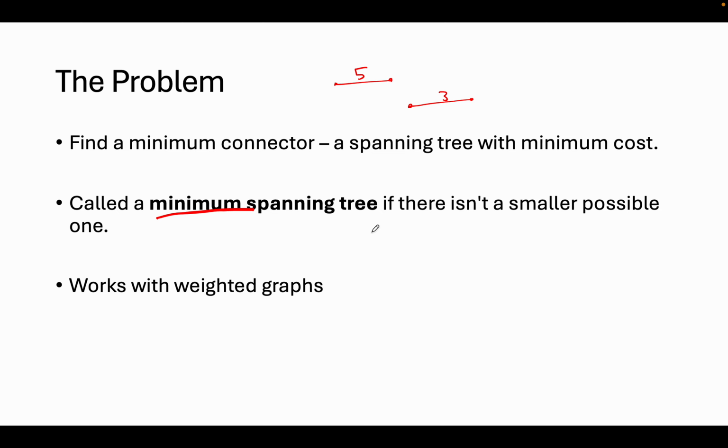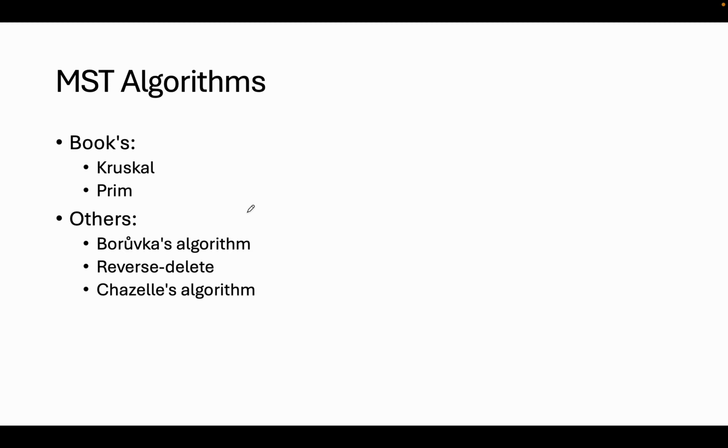So we're coming up with a minimum spanning tree, and that's the tree with the least total weight, which means that it's not possible that there's a smaller one. So the minimum possible. And we'll do this with weighted graphs. The two that the book goes over are Kruskal's and Prim's algorithms.